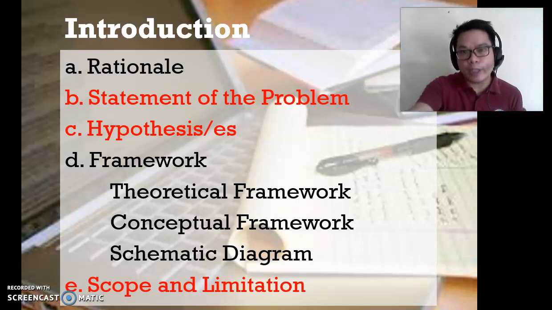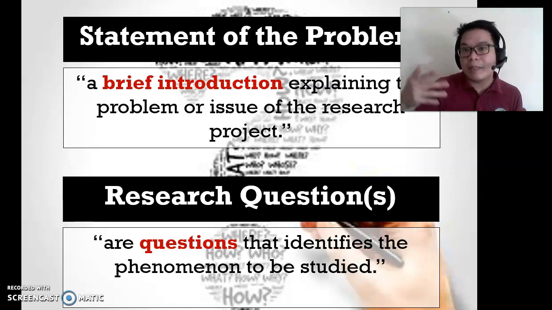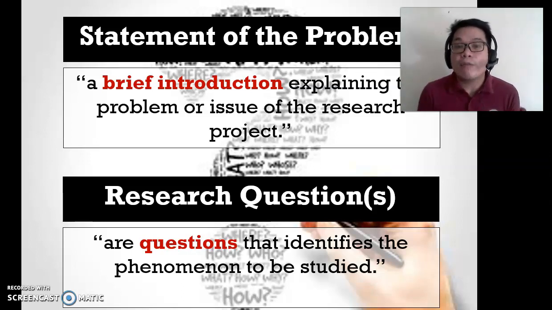Okay, let's start with statement of the problem. Now, statement of the problem is a brief introduction explaining the problem or issue of the project. Our statement of the problem is our main objective. What is the main reason why we are going to conduct our research, or what do we want to find out? That is the statement of the problem. And research questions are questions that identify the phenomenon to be studied. So what are the specific questions that we want to find out?